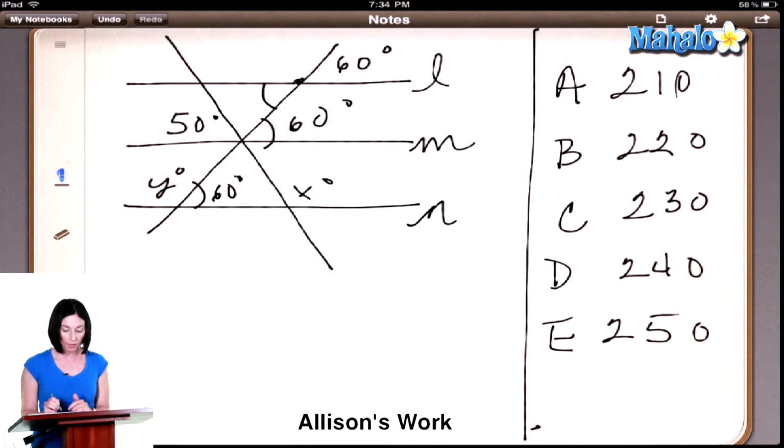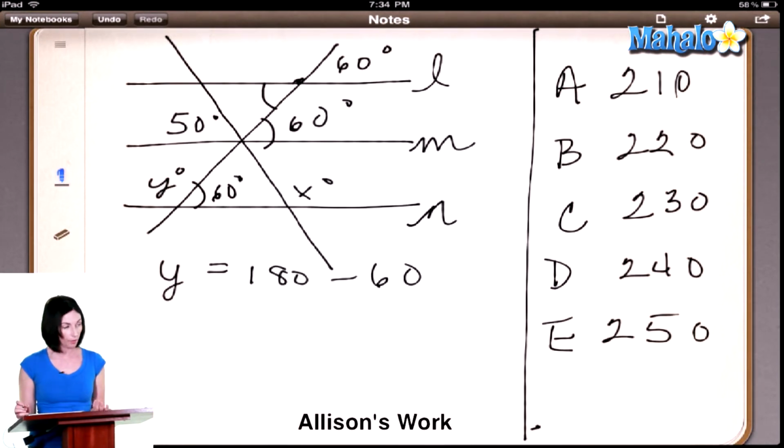Okay, so if I know that the angle at the bottom there, next to the y, is 60 degrees, what is y? It is 180 minus that 60 degrees, because those 2 things lie on a straight line, so together they cover 180 degrees. So we know then that y has to equal 180 minus 60, yeah? Okay, now let's do the same thing for x.